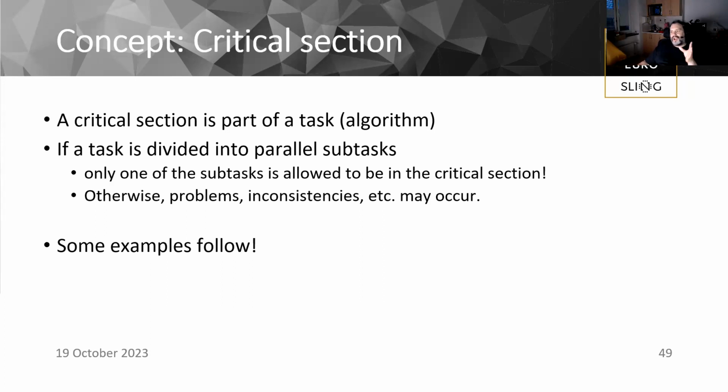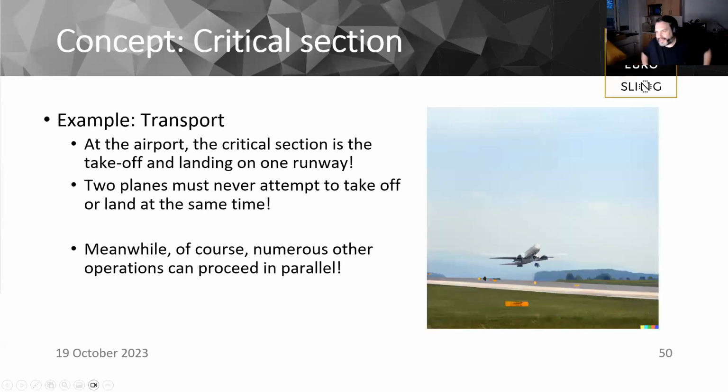Okay, what is critical section? A critical section is the part of a task, part of our task, where only one of the sub tasks can be in. And I won't go any further here. I'll just give some nice examples.